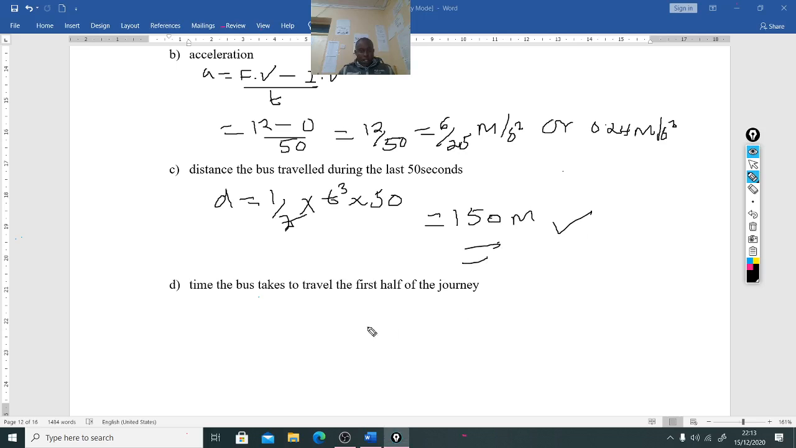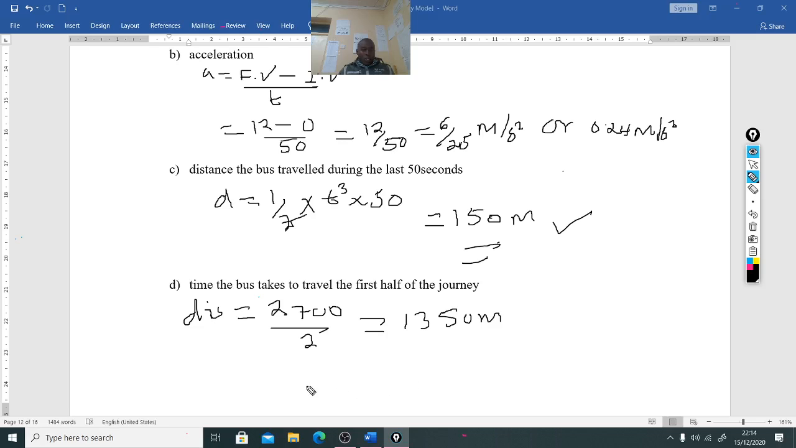So that is what we were asked. The time the bus takes to travel the first half of the journey. When we talk about the first half of the journey, the distance, remember the whole distance is 2,700. We divide by 2, and it gives us the distance for the first half of the journey, which is 1350 meters.